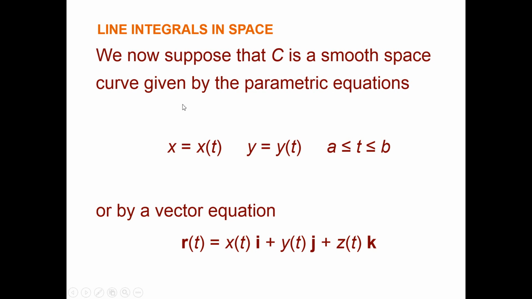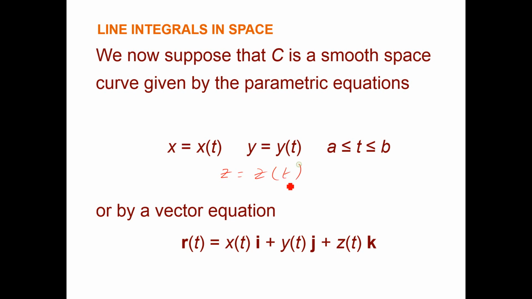Next topic is line integrals in space. So far we discussed line integrals in the plane. Now suppose that C is a smooth space curve given by the parametric equations x equals x(t), y equals y(t). Since this is space, there must be another parameter which is not written here, so let me write the third one as well: z equals z(t).